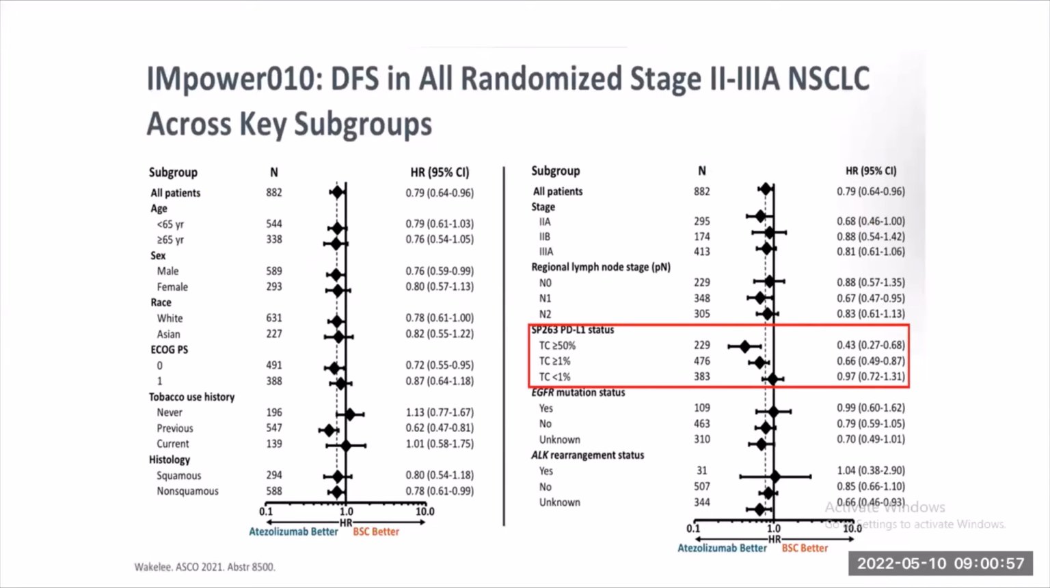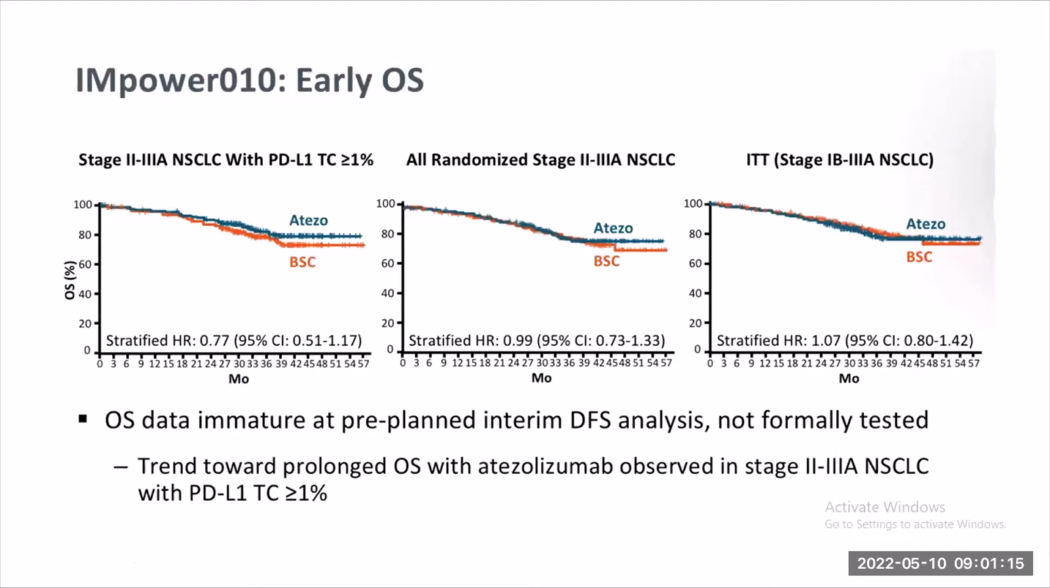Again, the results have shown that use of atezolizumab is associated with benefit in almost all subgroups, except the N0 subgroup, where it is almost equal, and ALK rearrangement status. Early OS data has come, which is in favor of atezolizumab only, but it's still not mature.